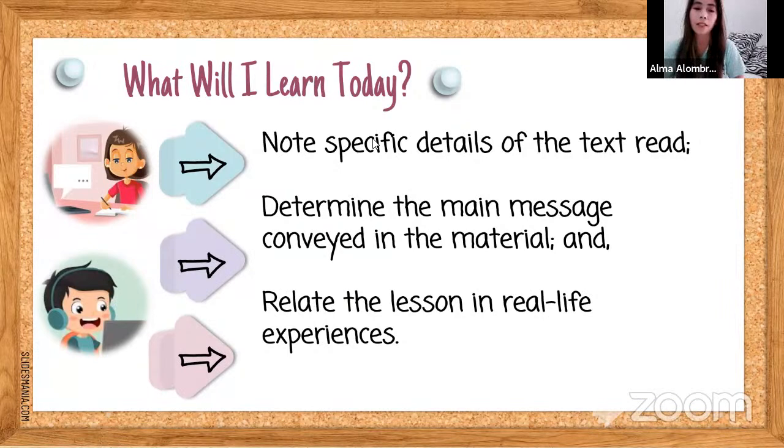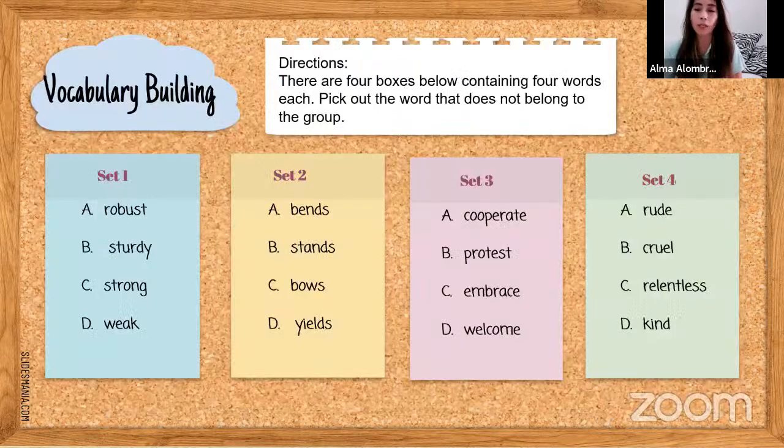All right. These are the things that I'm expecting you can do during our lesson, and after our lesson, this should give you satisfaction that the whole time you were in the class, you were able to achieve what is expected of you today. Right, so let's start with vocabulary building. These are the words that we can find in our text that we're going to discuss. There are 4 boxes below containing 4 words each. Now cross out the word that does not belong to the group.